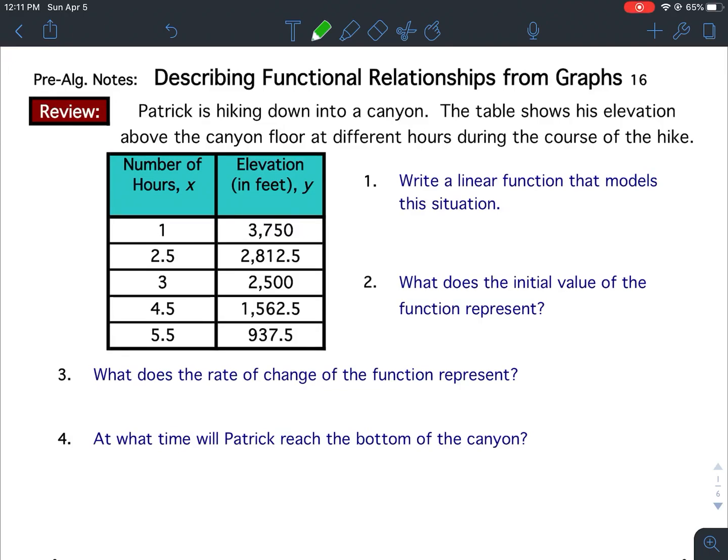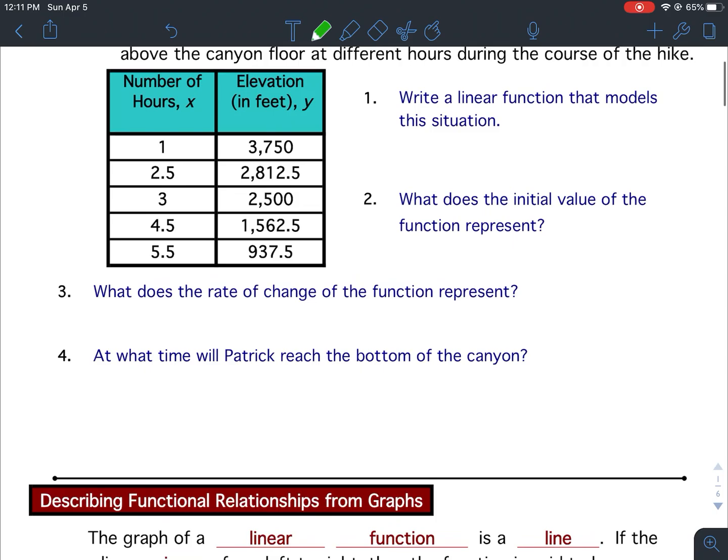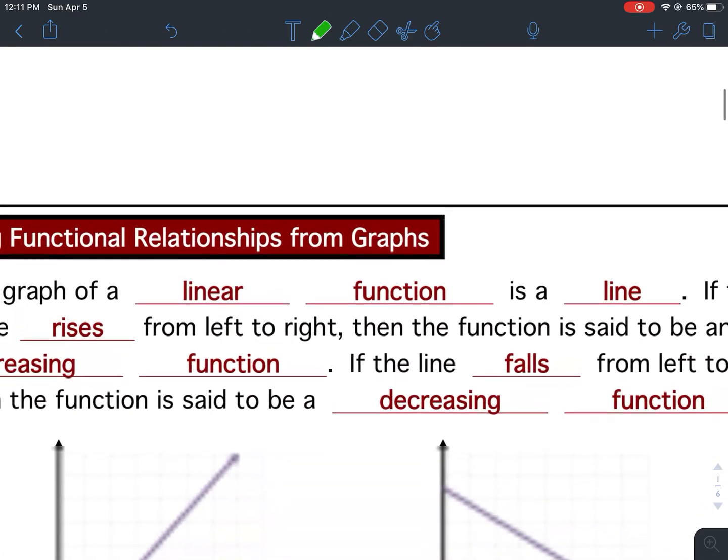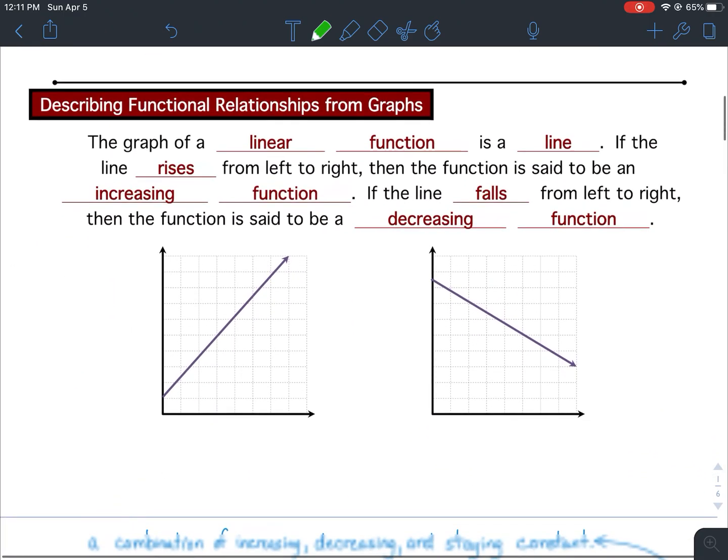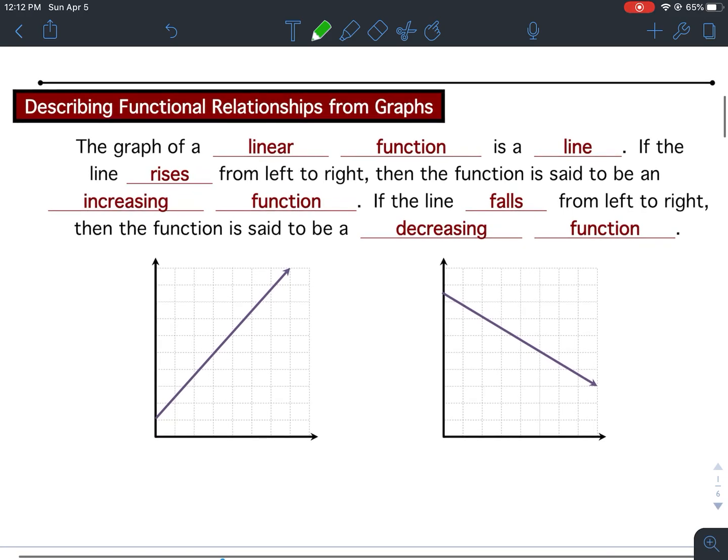Describing functional relationships from graphs, lesson 16 notes. You should have already completed the notes review and submitted for assignment. So we're going to move on to the rest of the notes. Go ahead, pause your video, and fill in your blanks.